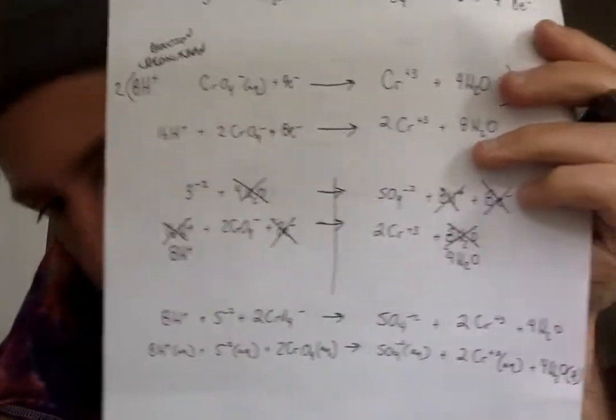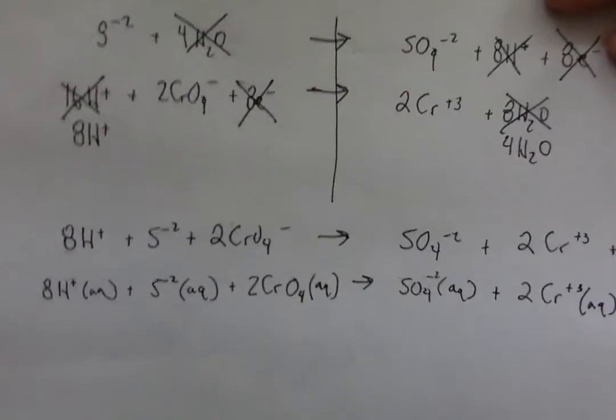The sulfide ion is going to be in aqueous solution. The 2 chromate ions are going to be in aqueous solution. The sulfate ion, which is negative 2, is in aqueous solution. The 2 chromium 3 ions now, chromate has the oxygen in with it. That's going to be aqueous solution, and the water's just going to be a liquid. Okay, so that is balanced perfectly in an acidic environment, okay?